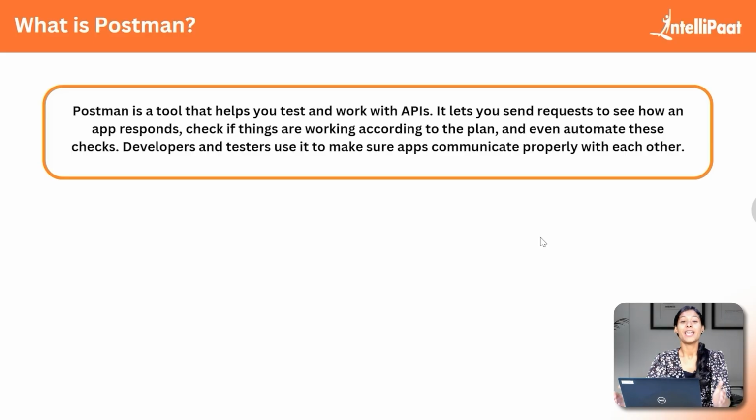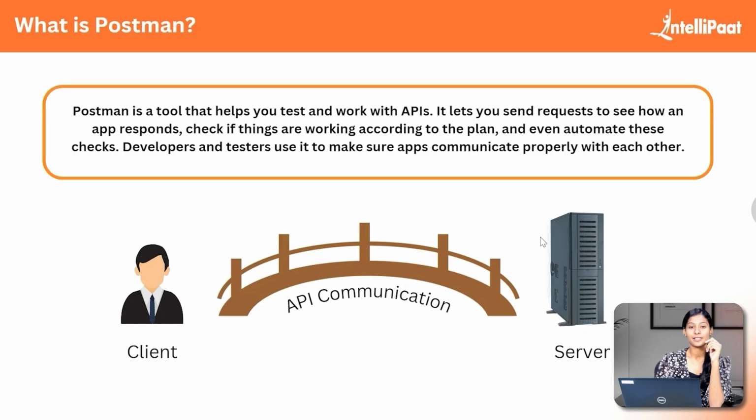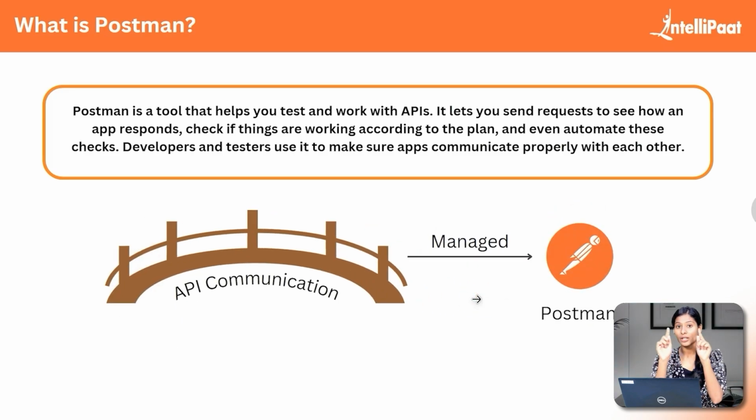What does this mean? Now, consider an example to get a better understanding. Say this is your client, and then you have the server. Consider this bridge as a communicating bridge, showing how your client is communicating with the server. This particular bridge is managed by Postman. How the communication is happening, that bridge is managed by Postman. That is what is written right here: Postman is a tool that helps you test and work with APIs. This bridge is the API communication, which is being managed by Postman.